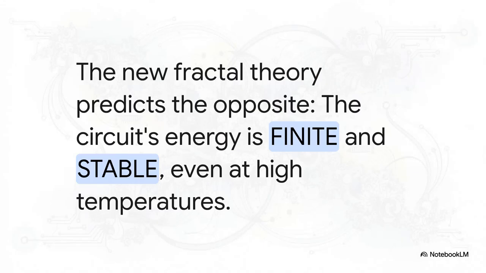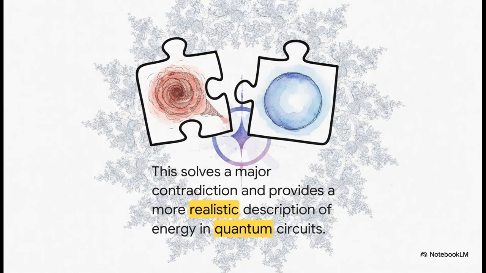And here it is, the breakthrough. The fractal model predicts the complete opposite. It shows that even when you crank up the temperature, the circuit's total energy stays finite. It's stable. It doesn't change over time. It doesn't run away to infinity. It behaves. I mean, this is a huge deal. It completely resolves that ridiculous prediction of infinite energy and gives us a model that actually lines up with what we'd expect to see in reality. It's a much more accurate, much more stable foundation for describing these incredibly tiny, powerful systems.